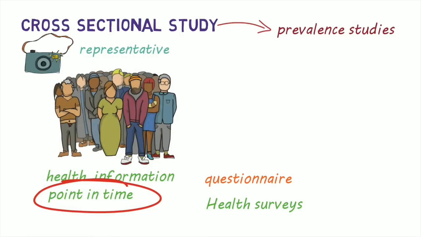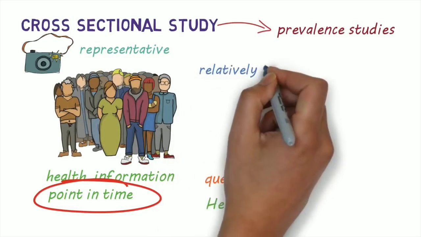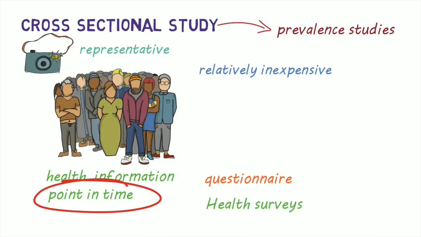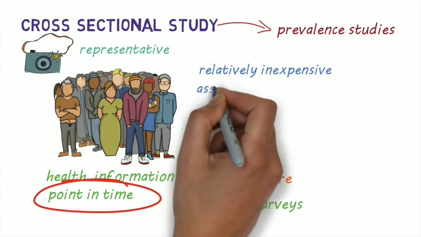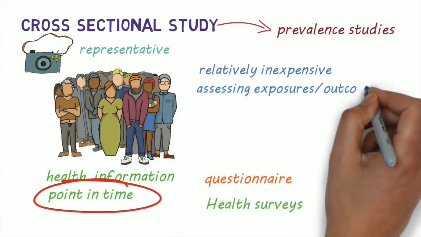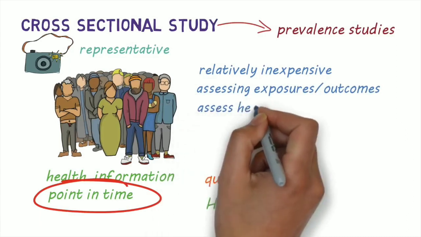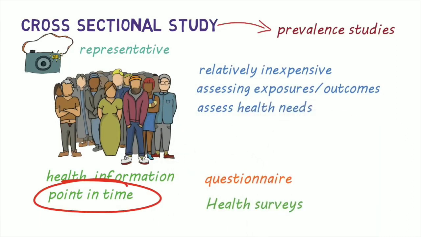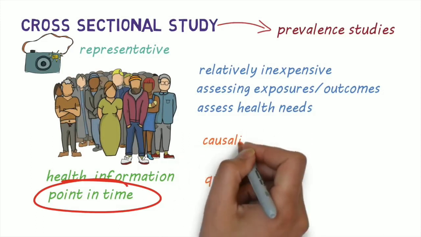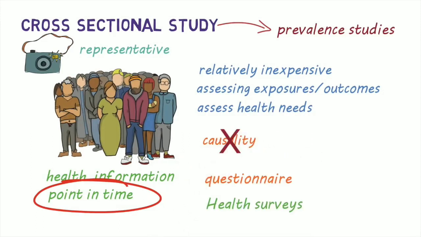Cross-sectional studies are relatively inexpensive and easy to conduct compared to other studies. They can provide information on multiple exposures and outcomes and are a good way of assessing the health needs of a population. However, because the information is collected at a single point in time, it cannot be used to determine whether a particular exposure caused the disease or not.